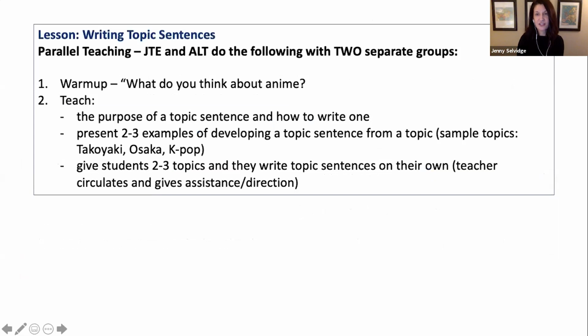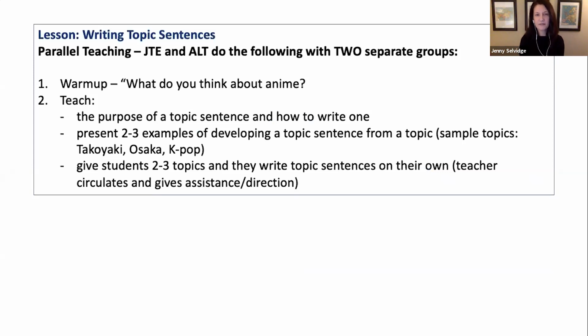Let's switch the lesson. Let's talk about writing for a minute. So maybe your lesson is about writing topic sentences. Parallel teaching would be a great option here, where again, you split your class, but instead of doing different stations, you do the exact same lesson. So I would say at the beginning of the class, you split them up, and then you do the following lesson. You have a warm-up.